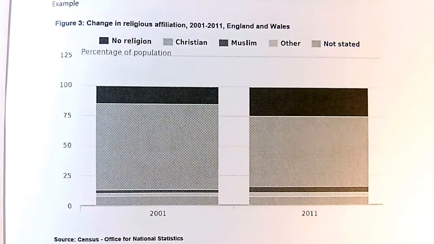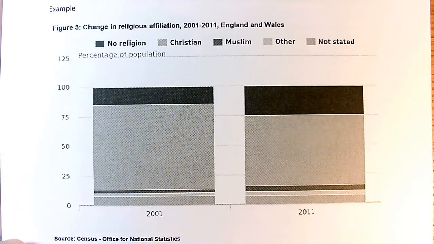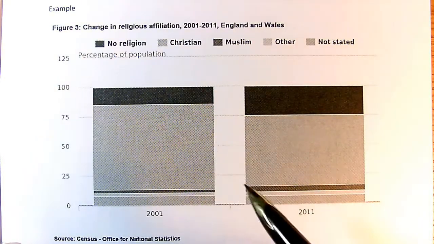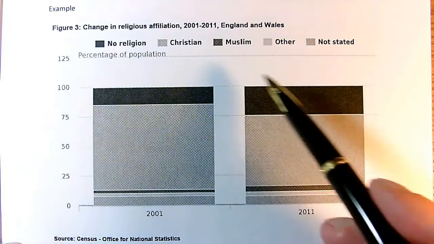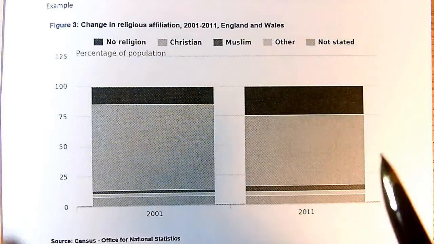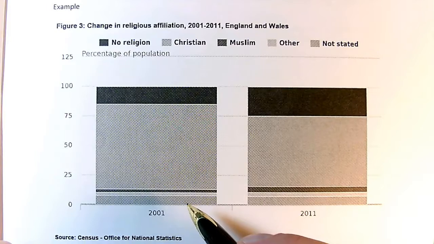Okay, you could have just about any kind of bar chart thrown at you and expect to be asked to interpret it. For this particular one, these things are percentages of the population. So we've got religious affiliation. This might be more normally shown in pie charts. That's how you'd normally show proportions of things. But we've been given these.